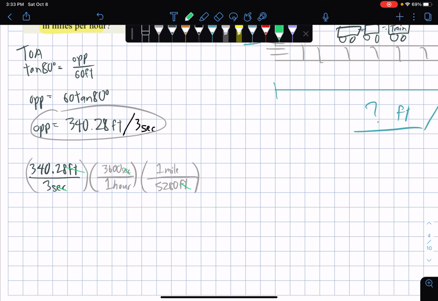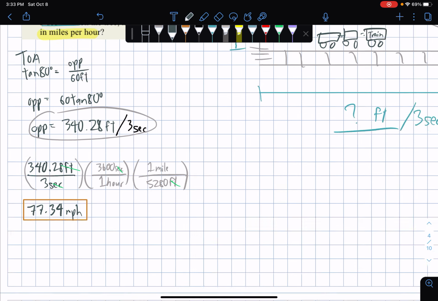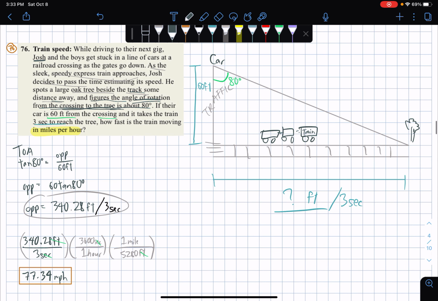What we get is 77.34 miles per hour. That's what you get for number 76. Let's move on to number 77.